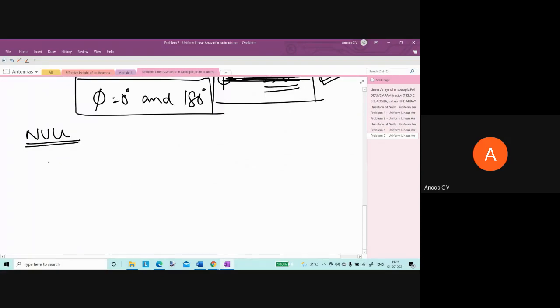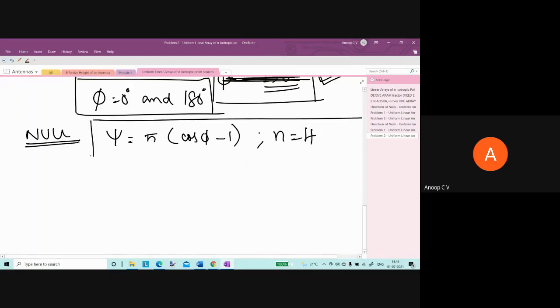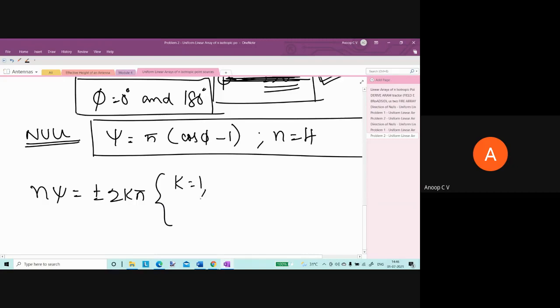What we have: psi is equal to pi times cos phi minus 1, and n is equal to 4. This is given for this case. For this case, we should find null. The condition for null is n psi is equal to plus or minus 2k times pi, where k is equal to 1, 2, 3, etc., and k should not be equal to m times 4, where m is equal to 1, 2, 3, etc.